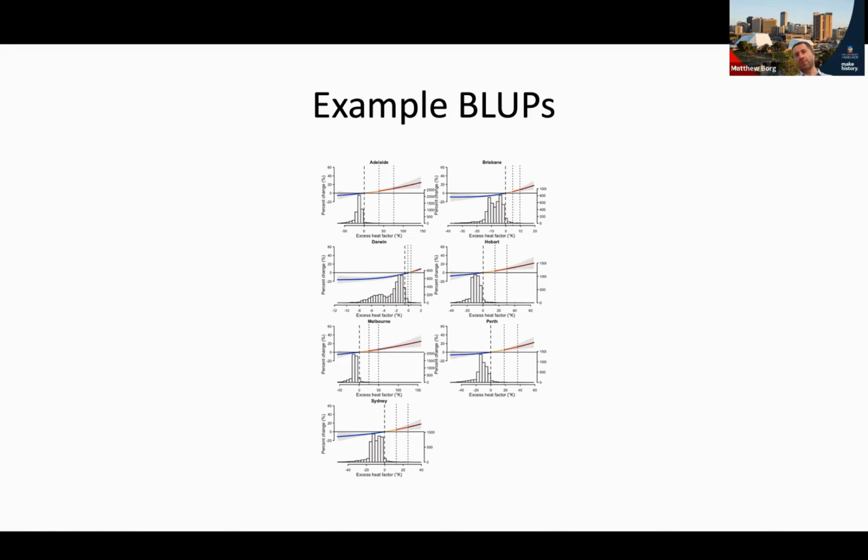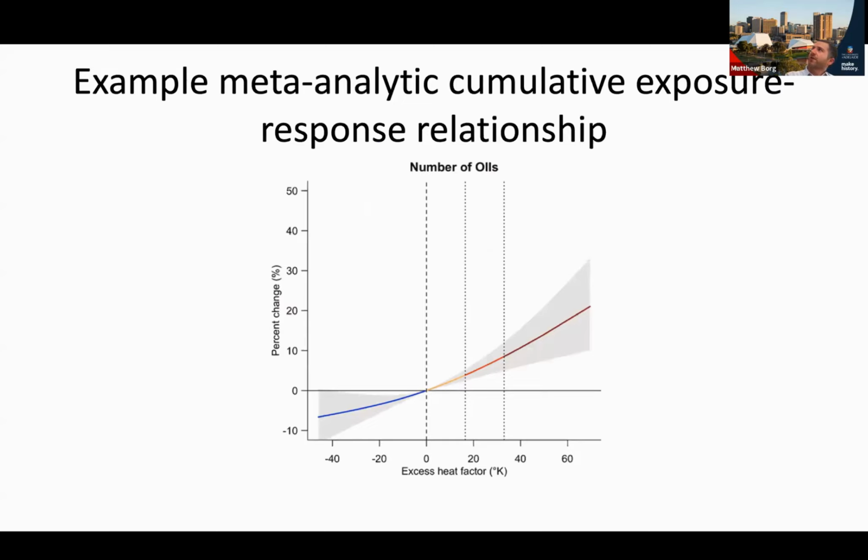This is for the overall exposure response relationships, so this is the lag effects all pooled together. That's across the entire lag period, which for this study was 10 days. This is an overall exposure response, so this is the combined estimate from all those individual cities put into one curve.